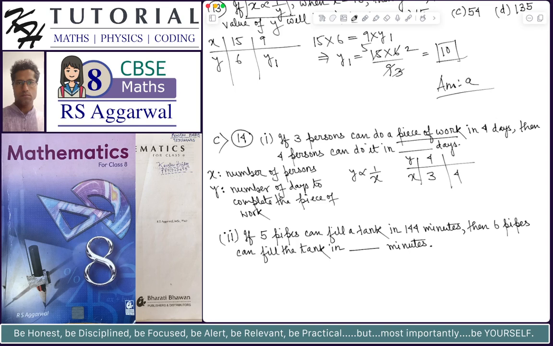So let's say 4 persons can complete the work in y1 days. So we must have, since the two quantities x and y are inversely proportional to each other, their product must be a constant. So 4 multiplied by 3 must be equal to y1 multiplied by 4. So this implies y1 is equal to 4 multiplied by 3 divided by 4, which is equal to 3.